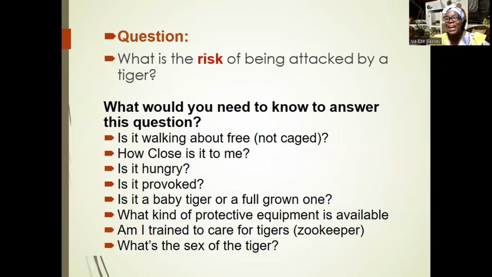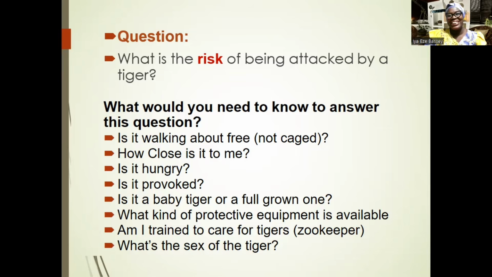So if it's a male tiger and this is mating season, you don't want to be anywhere near him or his females, because that can spell doom for you. If it's a female, you don't want to meet a female who has just had babies, because a mother can give her life for her children. You can do anything to her, she doesn't have any problem, but touch her kids and you know that something is going to happen to you. So you want to know the sex of the tiger. All these situations will help you to determine the risk of being attacked by a tiger.